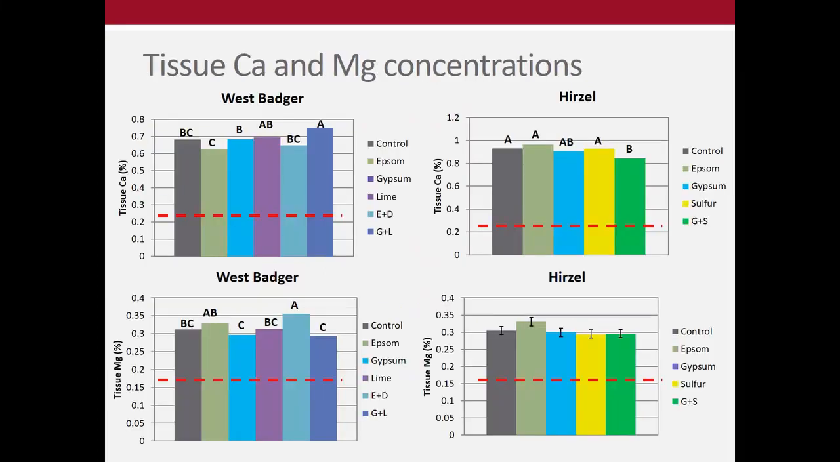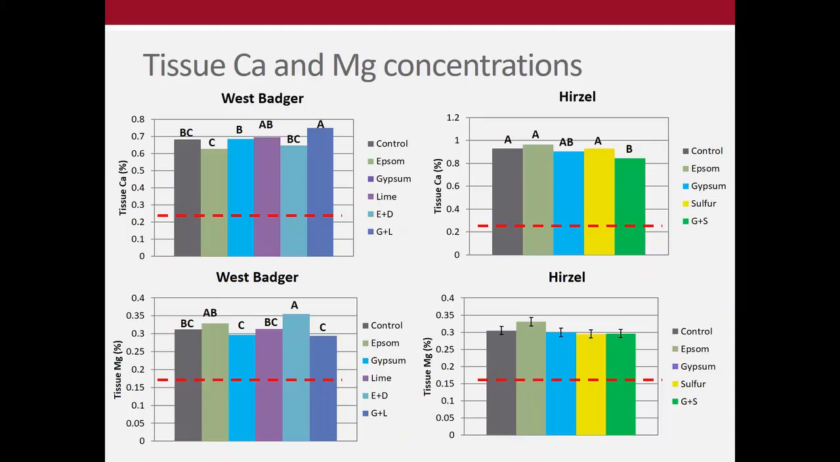Okay, so I'll show a little bit of information here. These are the tissue calcium and magnesium concentrations, and West Badger is the name of our Worcester farm, so that's the Worcester site. This is just showing that we did see some significant differences amongst these treatments, specifically at the West Badger site, where in the treatments we added calcium, we saw higher calcium concentration in the tissue. In the treatments where we added magnesium, we saw higher magnesium concentration in the tissue. Makes sense. So pretty straightforward responses there.